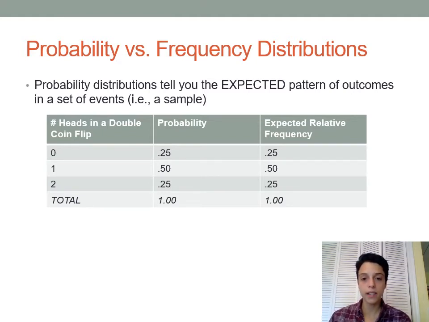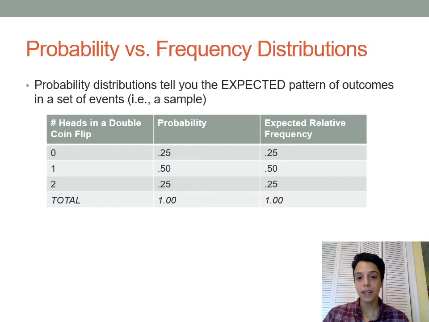But the thing I really want to draw your attention to here is the last column in this table, which is labeled expected relative frequency. What this means is that if you were to take a sample, so if you were to repeat this event until you had some sample of outcomes, you would expect 25% of those outcomes to be 0, 50% of those outcomes to be 1, and 25% of those outcomes to be 2, roughly.